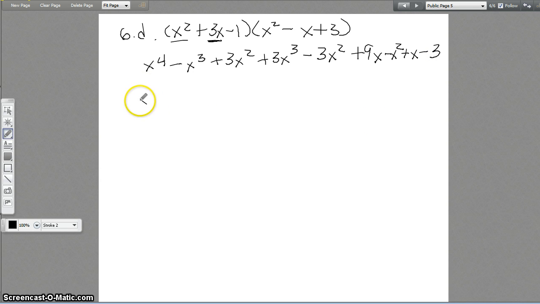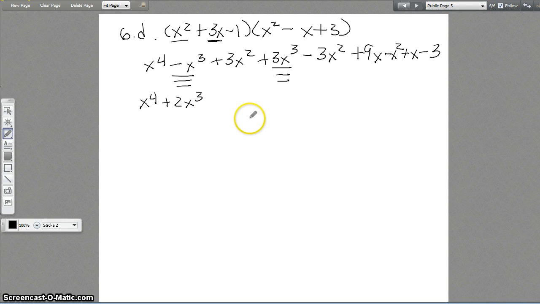Okay, so we know that we're going to start off with an x to the fourth term. Now I'm going to triple underline all my x cubed terms. 1, 2, 3, and that's all of my x cubed terms. So I have negative x cubed and positive 3x cubed. That is positive 2x cubed.